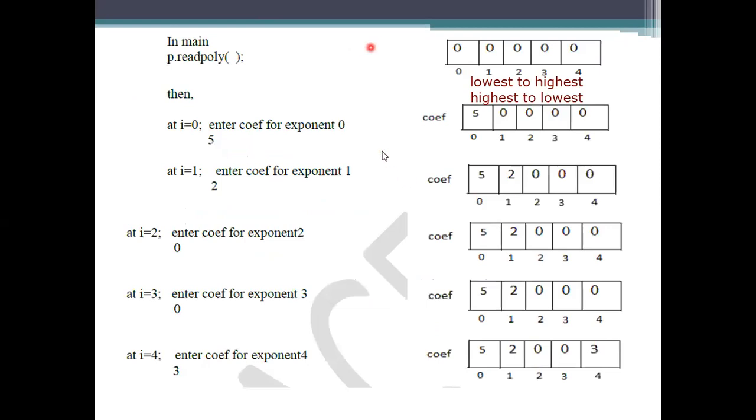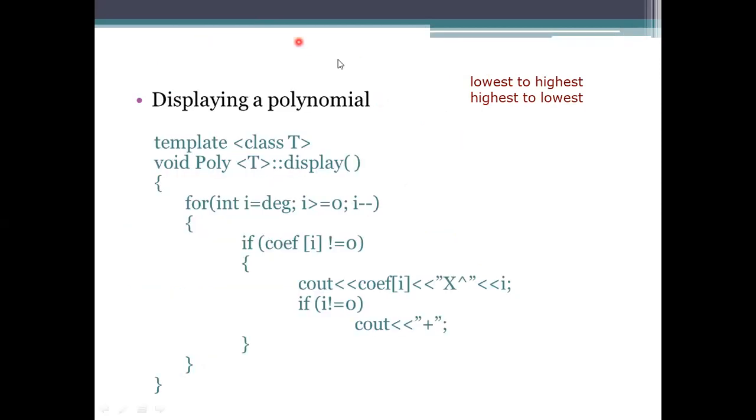The coefficients are 5, 2, 0, 0, 3. So how is it going to process? At first, we check what the degree value is. Here the degree value is equal to 4, and we need to check the conditions.